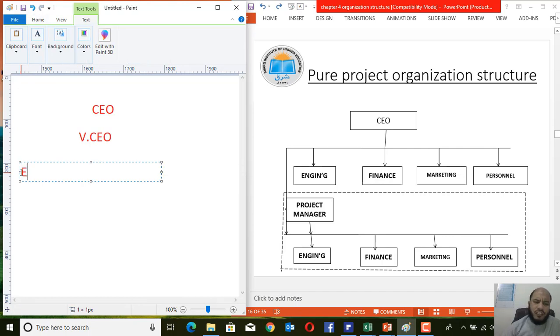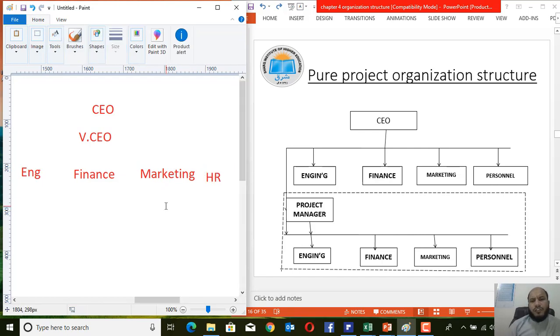And then there are different functional departments, like for example the engineering department, the finance department, the marketing department, and the human resource department.